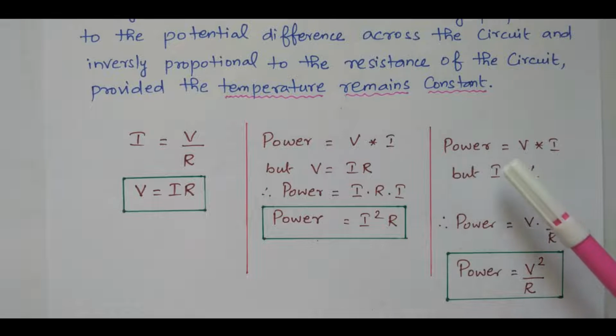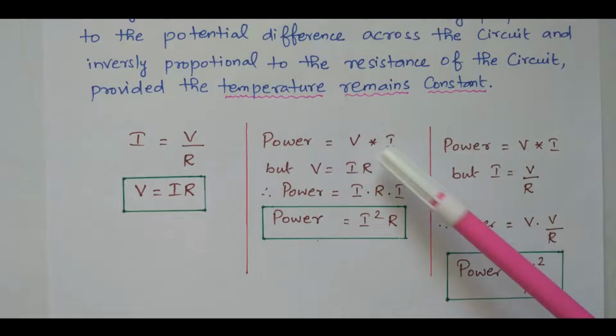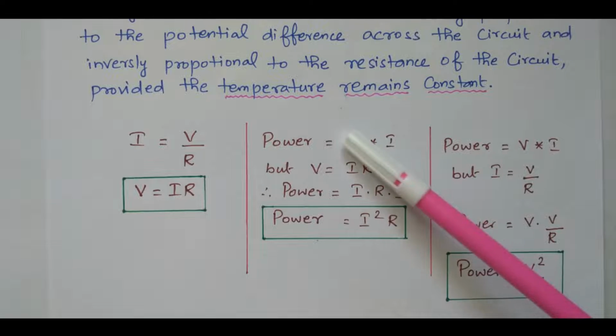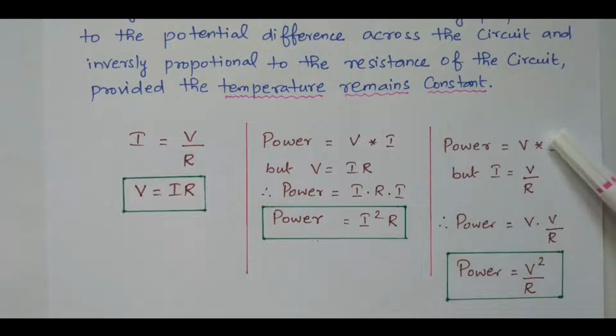And one more expression: power equal to V into I, but based on Ohm's law, V equal to IR, I equal to V by R. Now we'll substitute I equal to V by R. Previously we substituted V equal to IR, V is replaced. Now we will replace I. So I equal to V by R, so that power equal to V into I is nothing but V by R into V, so that V square by R. So another formula for power, in terms of voltage, is V square by R.